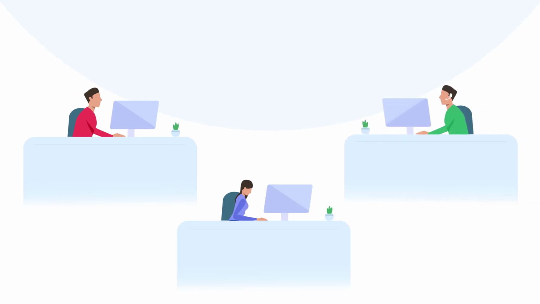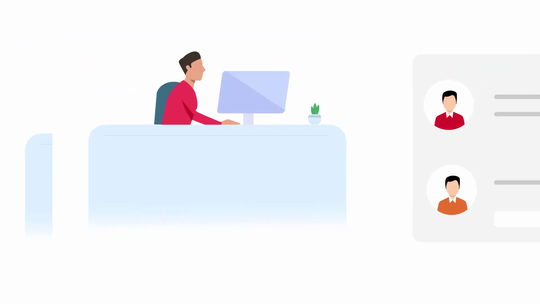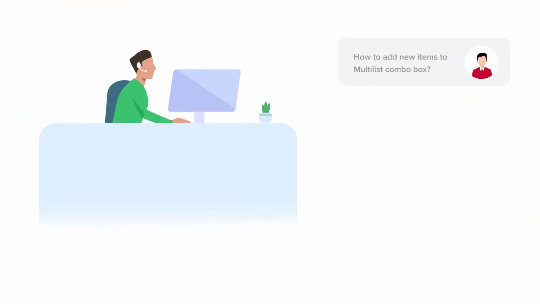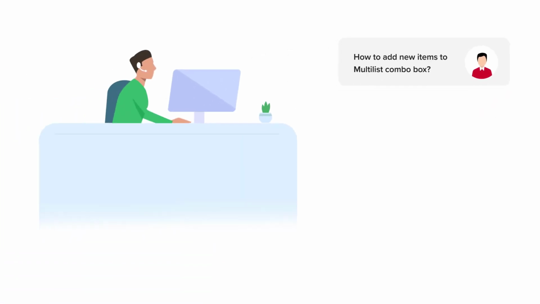Your marketing, sales, and support teams interact with the same customer at different stages in the buyer's journey. For instance, your marketing team finds and qualifies prospects, your sales team builds the relationship further to close the deal, and your support team helps to resolve any after-sales issues.